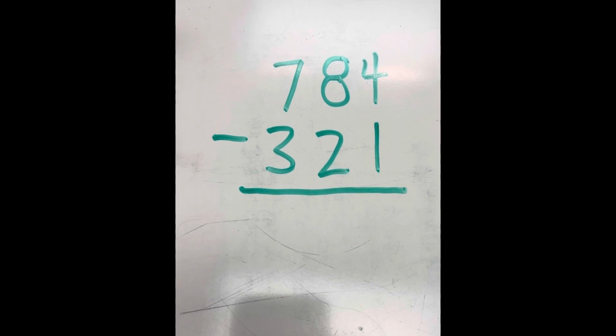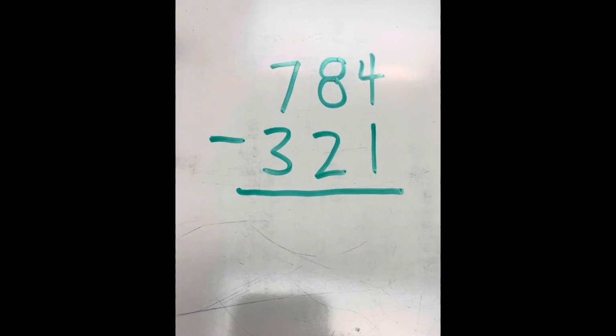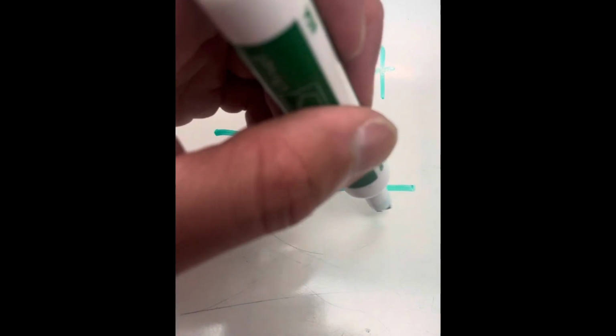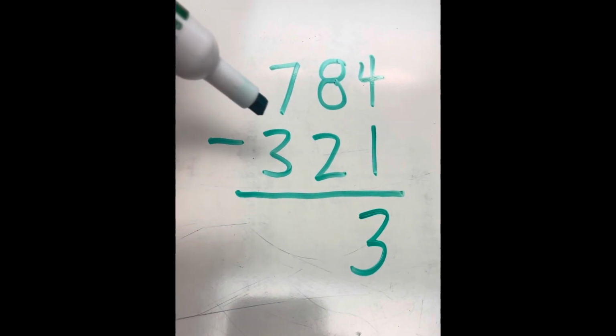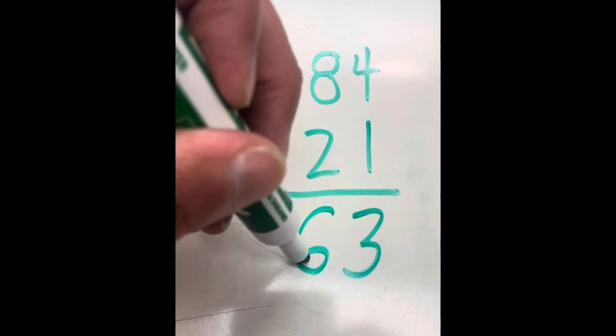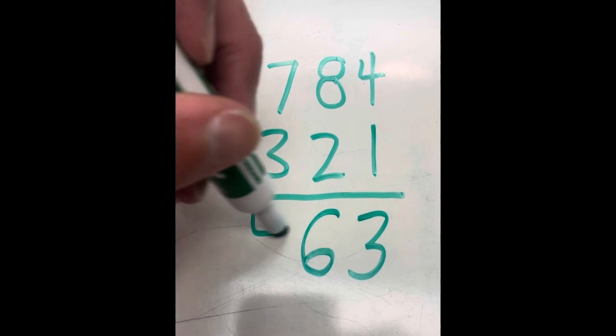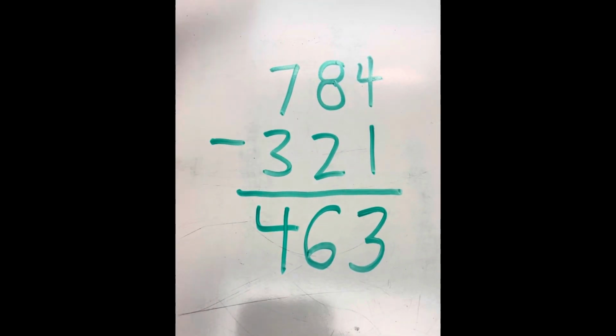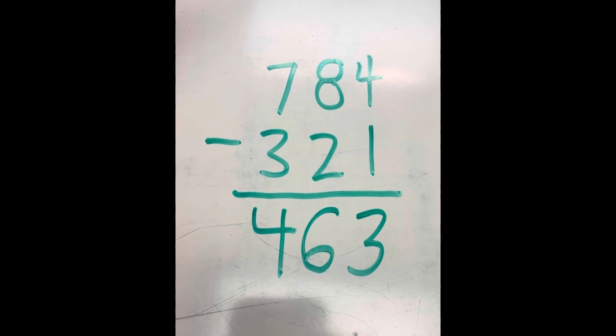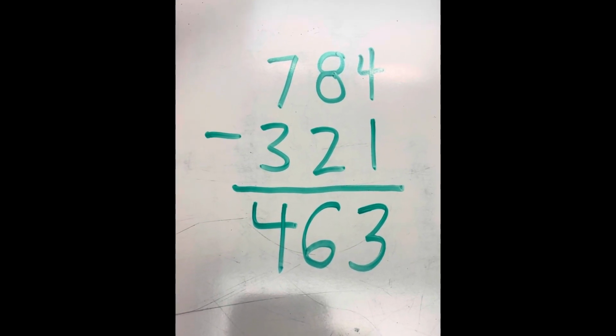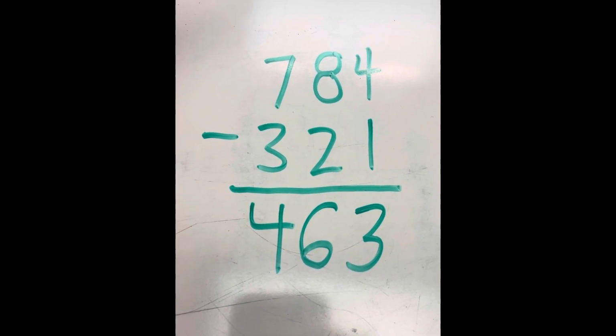784 minus 321, that is example 3. So we start in the ones place. 4 minus 1 equals 3. 8 minus 2 equals 6. And 7 minus 3 equals 4. And we have our final answer, 784 minus 321 equals 463.